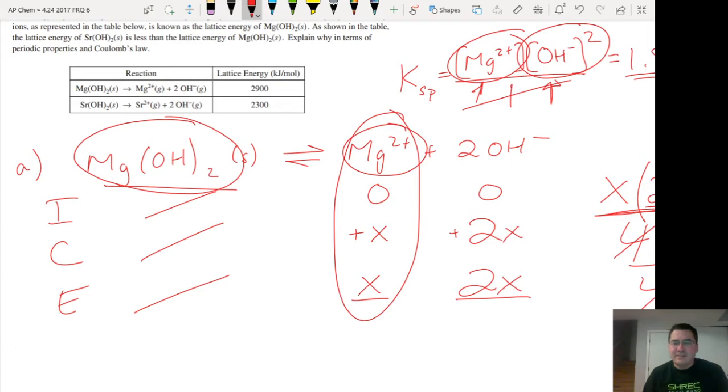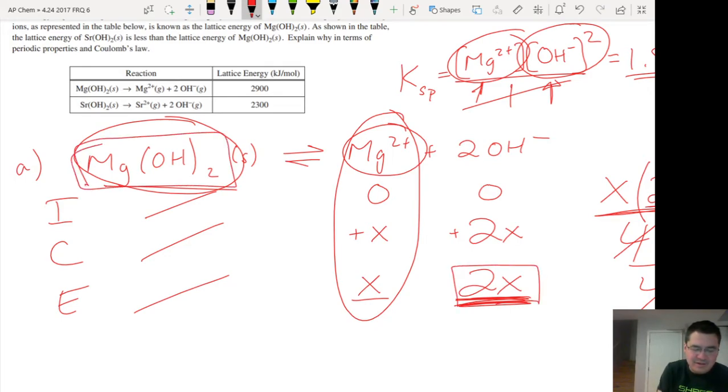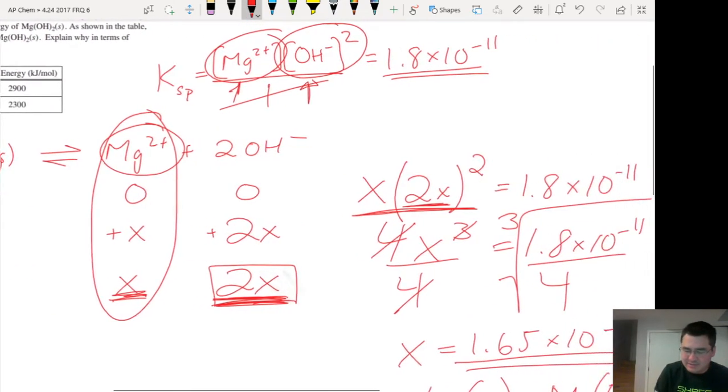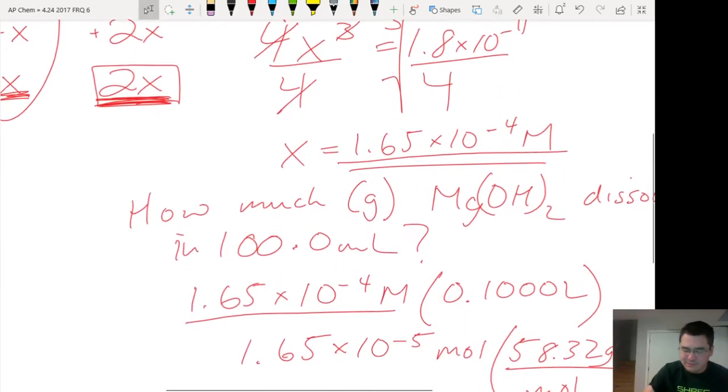That's 1-to-1. So technically you could have doubled it and solved for this, but because it asked about magnesium hydroxide specifically, I need to pick the value for concentration that has the same ratio as magnesium hydroxide. So that's why I used 1.65.